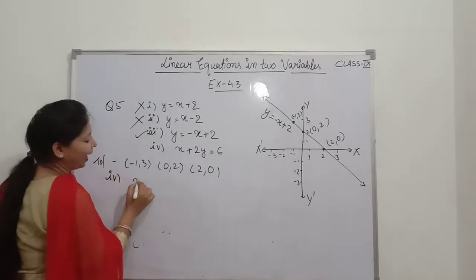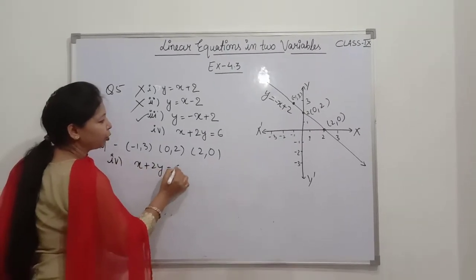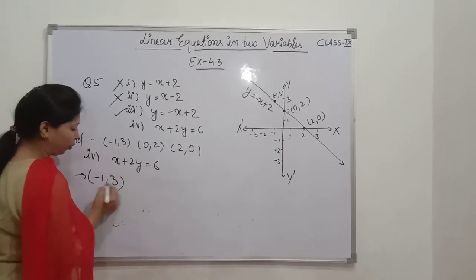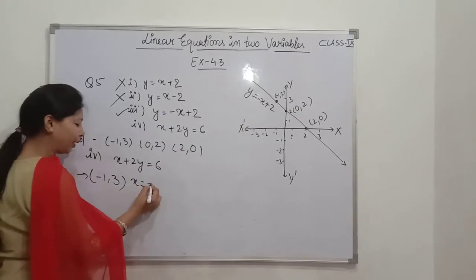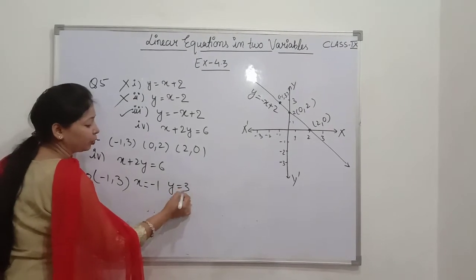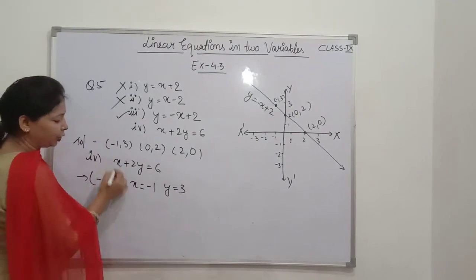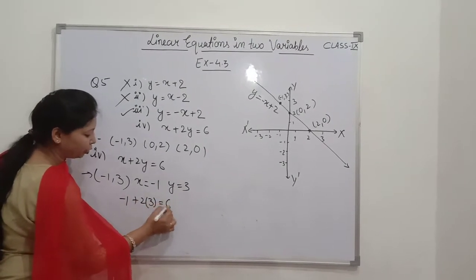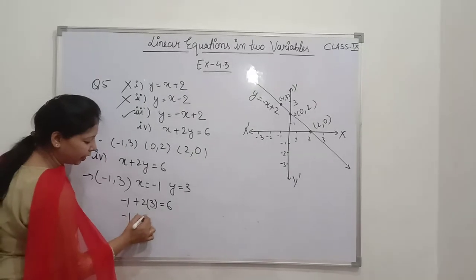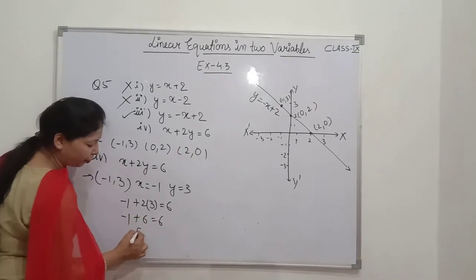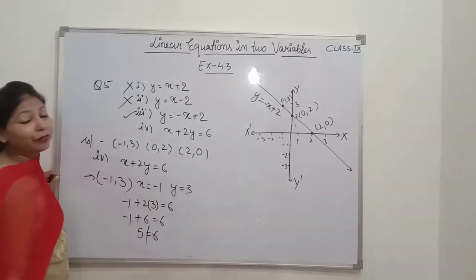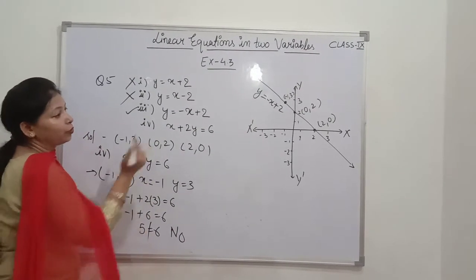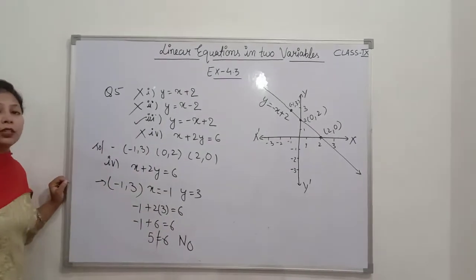Equation number 4 is x + 2y = 6. Now at the first point (-1, 3), what is the value of x in this point? x = -1 and y = 3. Now substitute it. Here x is -1 plus 2 times y, which is 3, equals 6. Now -1 + 6 = 6, so it's 5 = 6. Do you think that 5 equals 6? No. So that means this equation does not satisfy this graph. So we cross this equation.